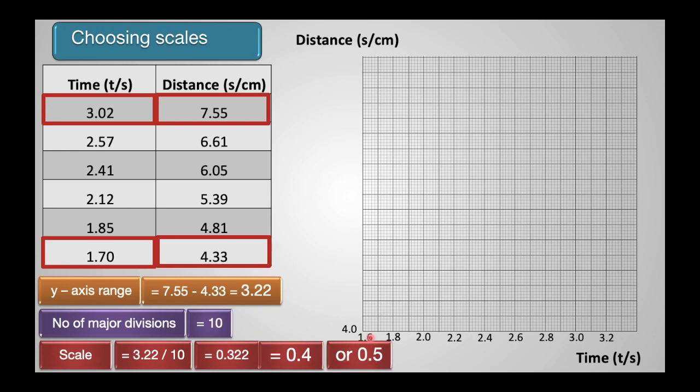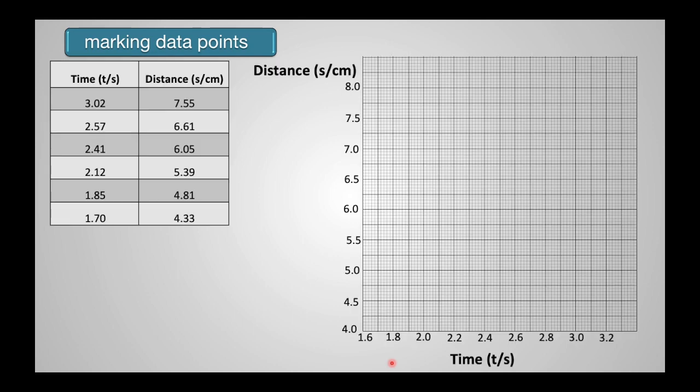Then I'm taking an interval of 0.5. The next step in plotting the graph is marking the points. You can mark the points in two different ways. Either you can mark all the points using a cross, or you can mark the points with a dot and a circle around the dot.